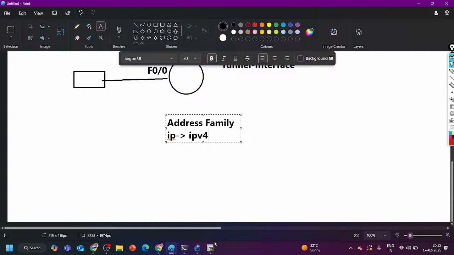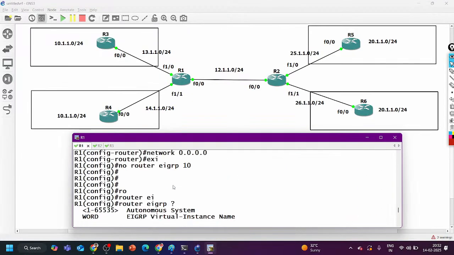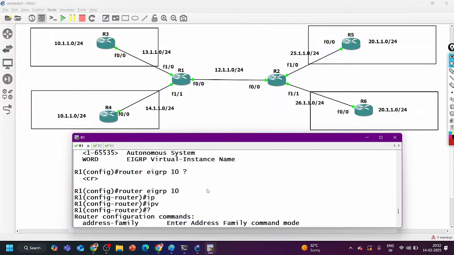So this command, router EIGRP AS number 10, and the AS number here, I had run earlier. Then this command is going to enable EIGRP for the IPv4 address family. IPv4 is also one address family.